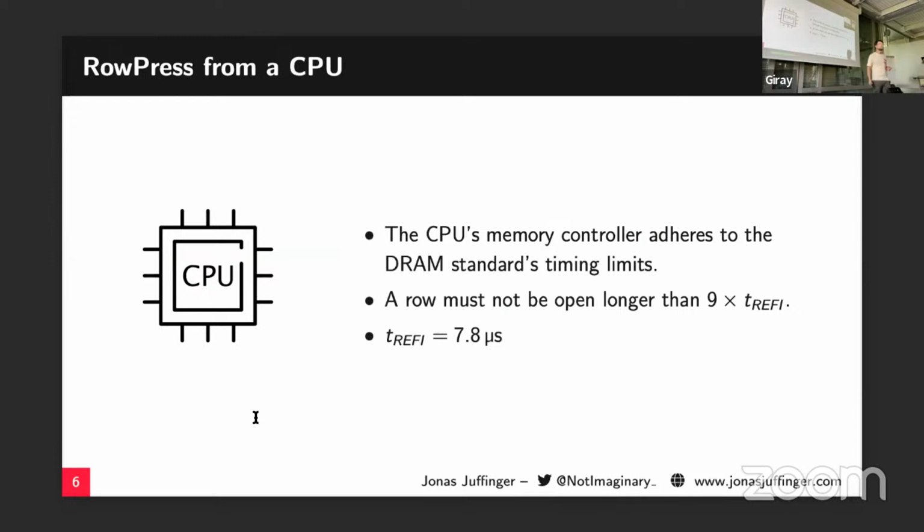If you want to do this from a CPU, it's slightly different. There we have a memory controller that we don't like, but we have to deal with it. And it has to adhere to DRAM timing limits. One of these limits is that a row must not be open longer than 9 times tREFI roughly, which is 7.8 microseconds. So we cannot keep a row open as long as we want, but maximum this time. Because of that, it works not as well as when we would do it on an FPGA. Okay, this is RowPress and RowHammer.